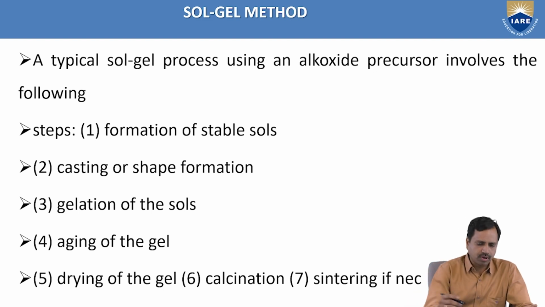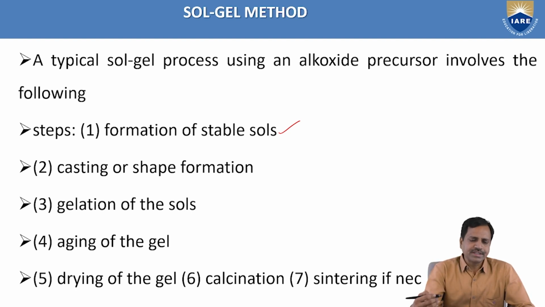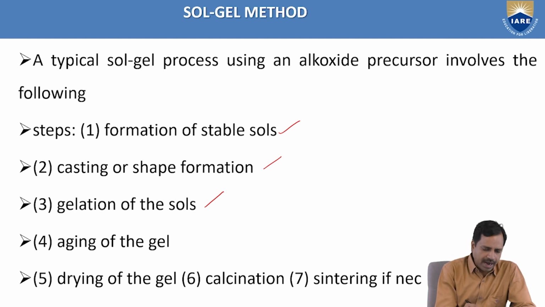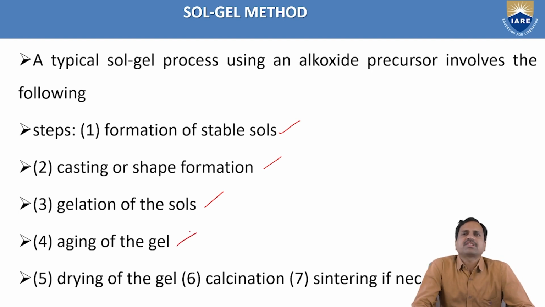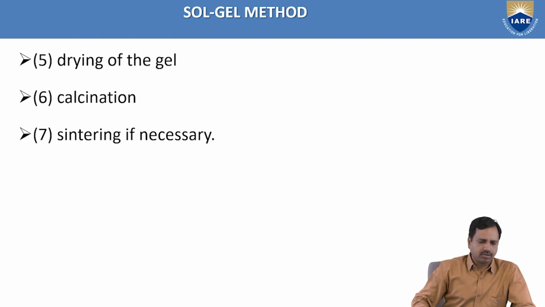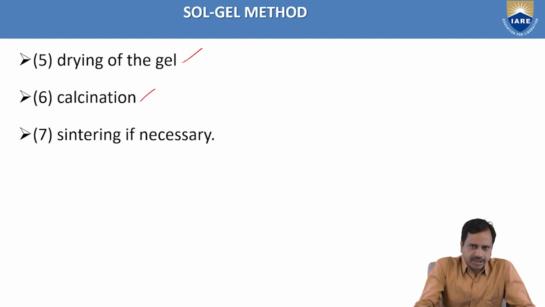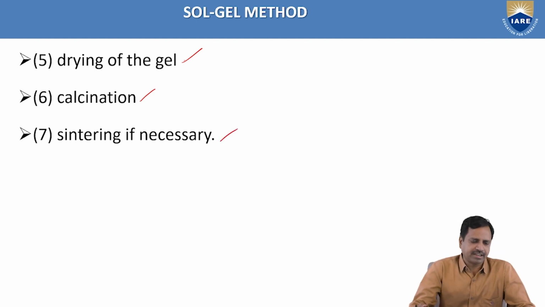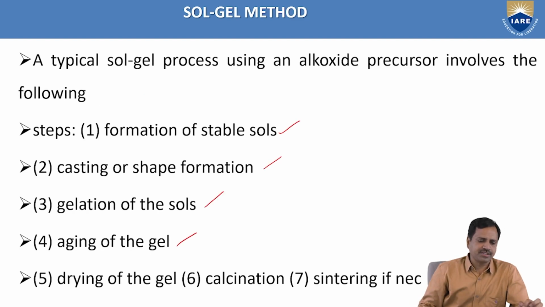First one, formation of a stable solution. This means first we dissolve the precursor, then casting or shape formation, then gelation of the solution, meaning the solution will be formed in the form of gel, and then aging of the gel. Aging means it will be kept for some days so that it stays in the form of gel. Then drying of the gel, then calcination. Calcination means heating to a temperature, then sintering if it is necessary. That will depend upon the nature of the particle.